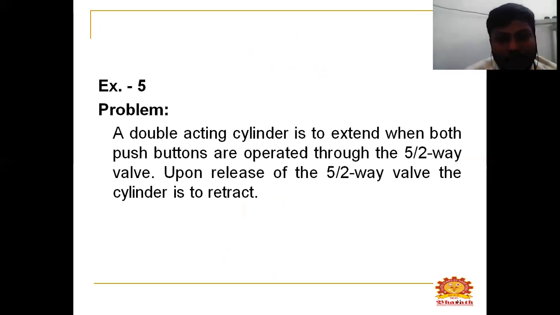For example, a double acting cylinder is to be extended when both the push buttons are operated through a 5x2 valve. Upon releasing the 5x2 valve, the cylinder should be retracted. What they are saying is you have to use a double acting cylinder with push buttons through the 5x2 valve, and it should be extended. And after releasing, it should be automatically retracted to the original position.